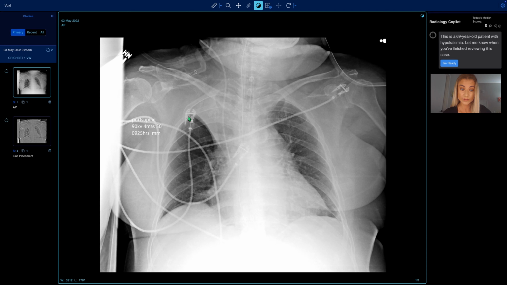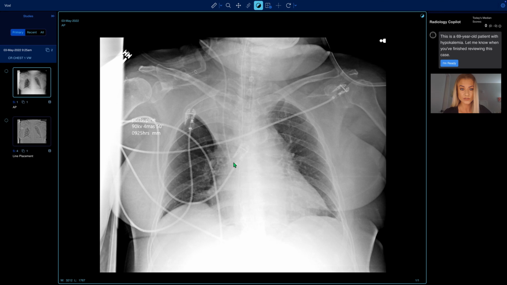But most of the time, collapse of the right upper lobe is due to resorptive atelectasis. That's when the air is just resorbing and the lobe collapses. My differential for this case would be mucus plugging or perhaps compression by an adjacent mass.